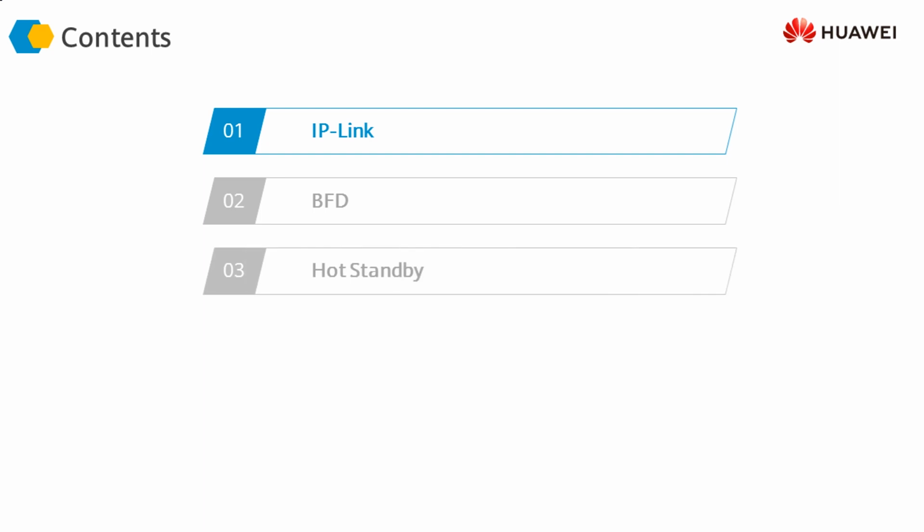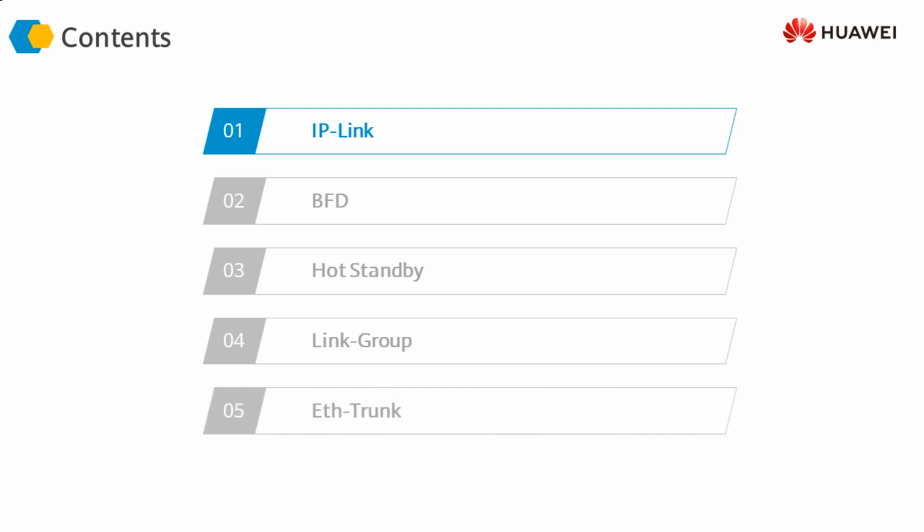As you can see, this is the list of features that we have. We can have a feature called IP link, we can have BFD, hot standby, link group, and Ethernet trunk or Eth-Trunk. These are the different high availability features which are available on Huawei firewalls. Let us discuss these features one by one. So first we will be discussing the IP link feature.